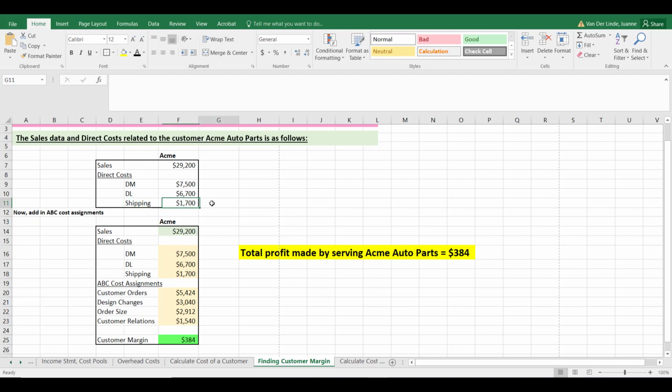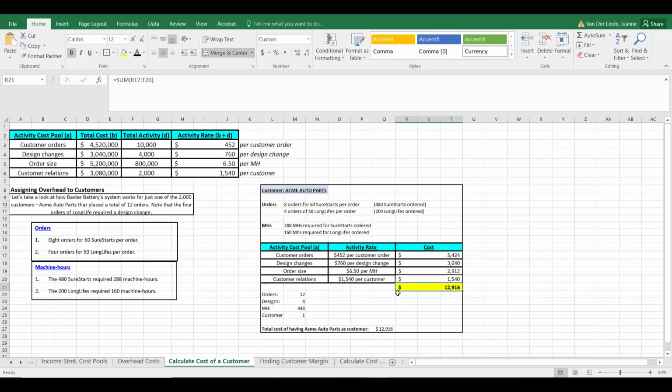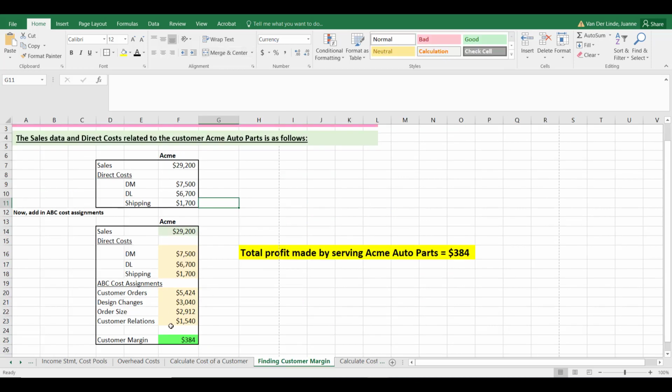So now all that we're going to do to find the customer margin is add in these cost assignments that we just found here for overhead, how much overhead to assign to this customer. We're going to add that in right below those other costs to find the customer margin. So we have the sales of $29,200 minus direct materials of $7,500 minus direct labor of $6,700 and minus shipping of $1,700. And then minus all of these overhead costs that we assigned to this customer.